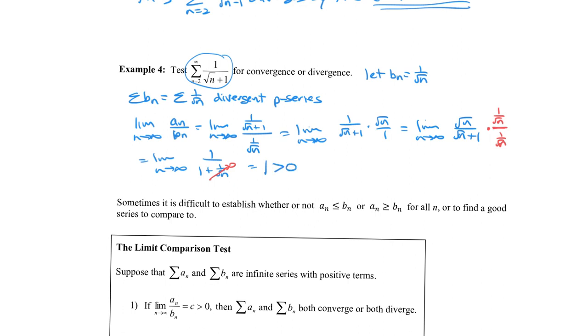So it's greater than 0, and therefore we could say that, to make it a little quicker, I'm just going to say our series, meaning this one right here, our series diverges by the limit comparison test.